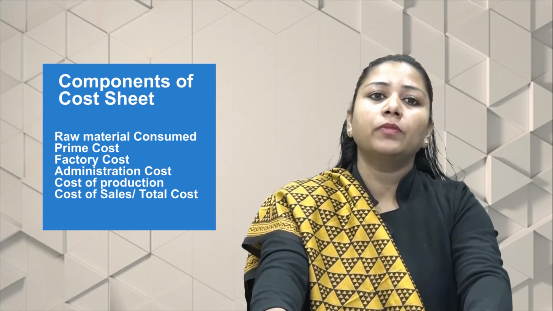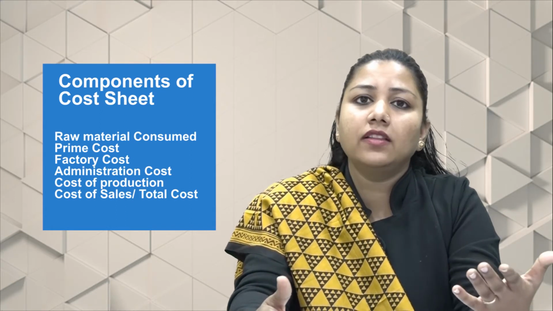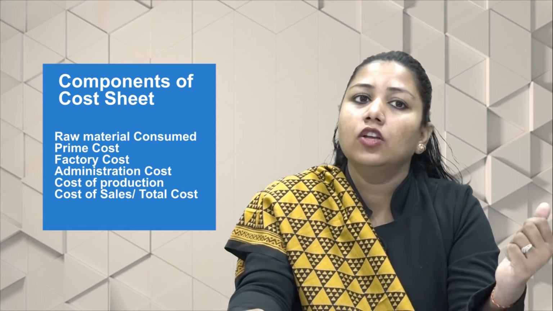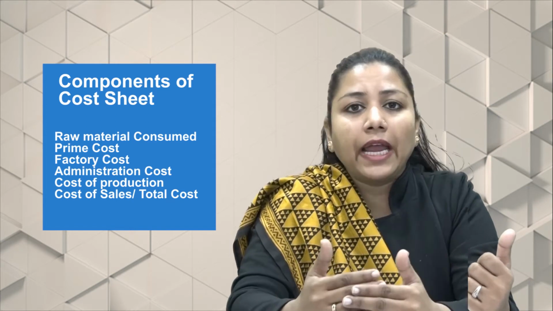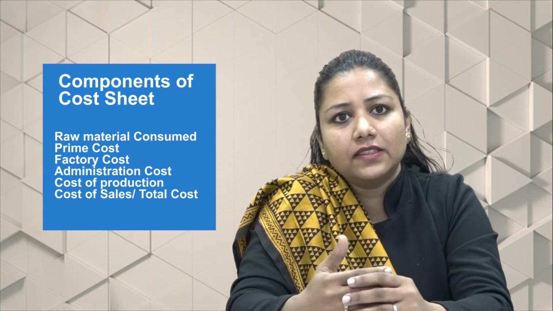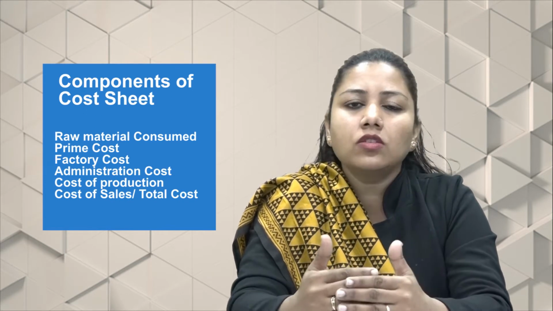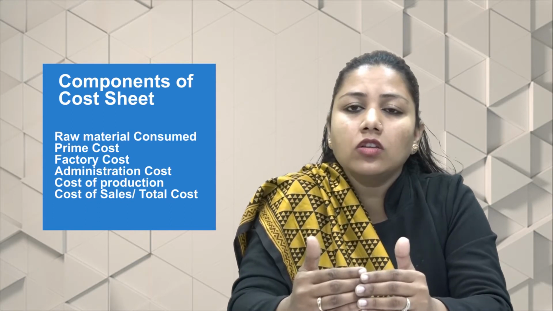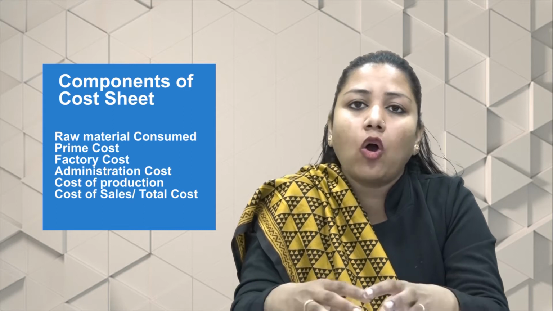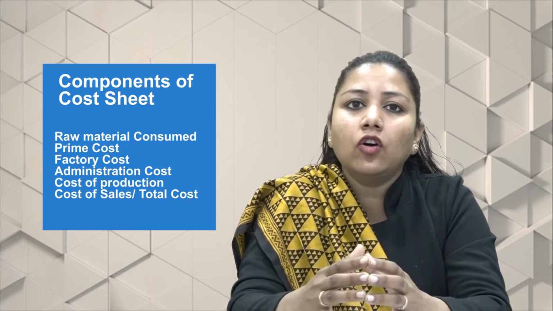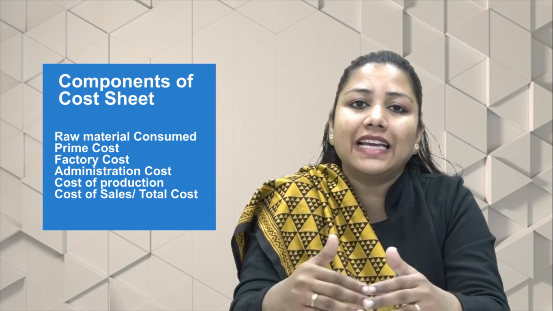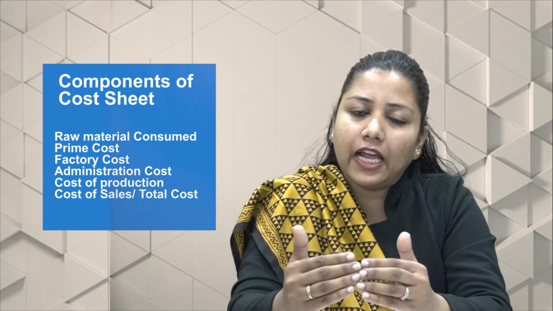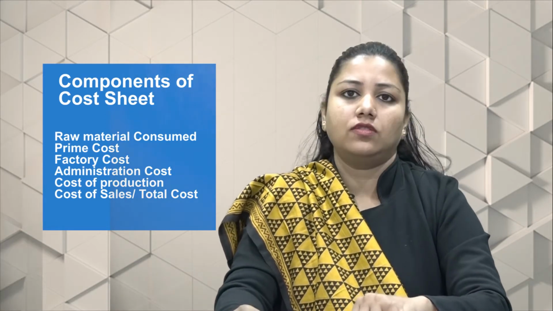Raw material consumed is found by adding the opening stock and the purchases and then deducting the closing stock of raw material. In prime cost, we add all the direct expenses. Work cost is found by adding all the expenditure incurred in the factory. Admin cost is the expenditure incurred in the office, to know the office cost. Selling cost is the expenditure incurred in the selling department to sell the product. With the help of the sales we find out the profit and loss.